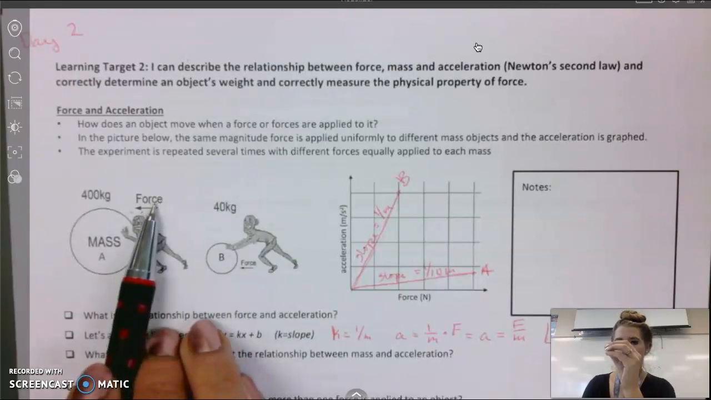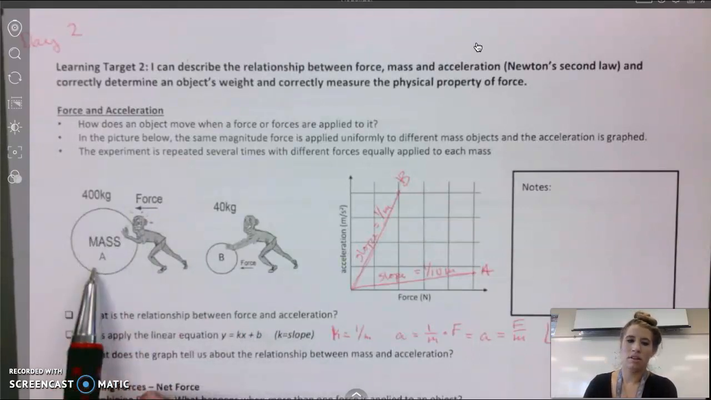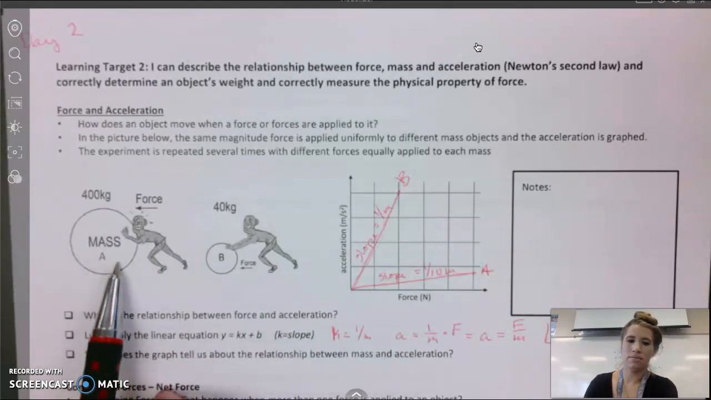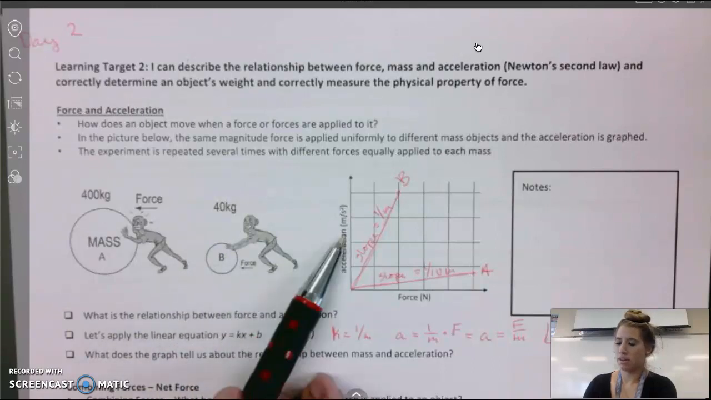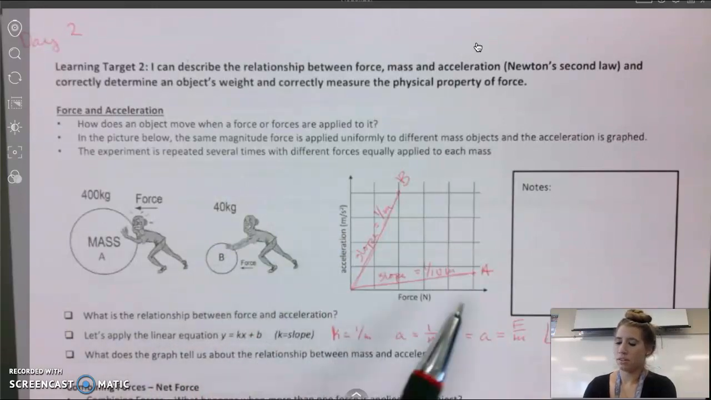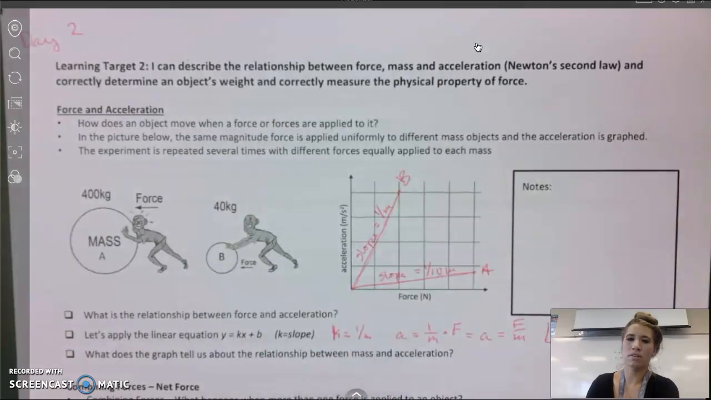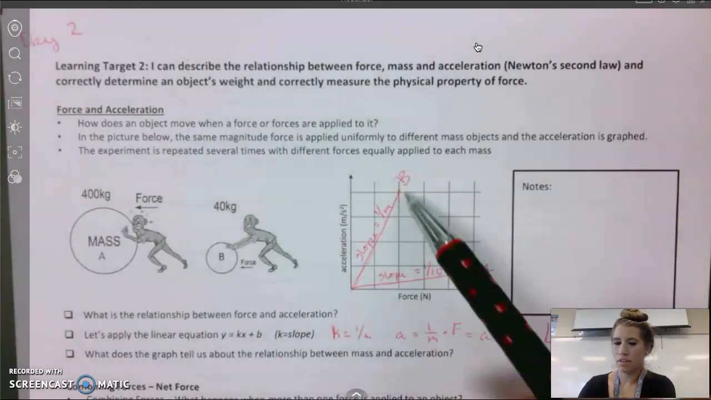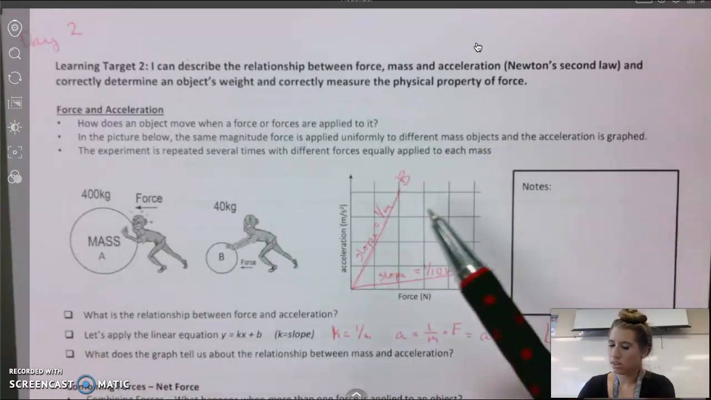So first thing, we have an experiment going on where we're going to apply the same magnitude of force to two different objects. One of the objects is 10 times larger than the other one. Okay? And if we graph the acceleration versus force as we increase that force, these are the data points that we're given. So you don't have to calculate this. This is just given to you, okay?